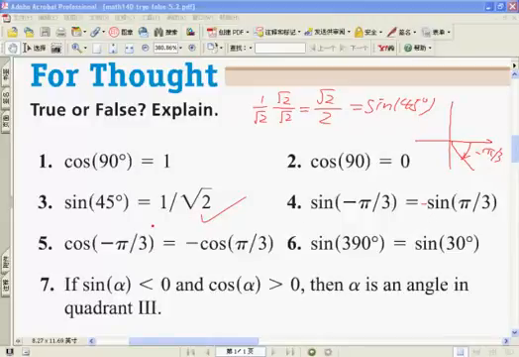Now let's go to number 5. True or false? Are you so sure it's true? Really false? Maybe I should ask false or true.